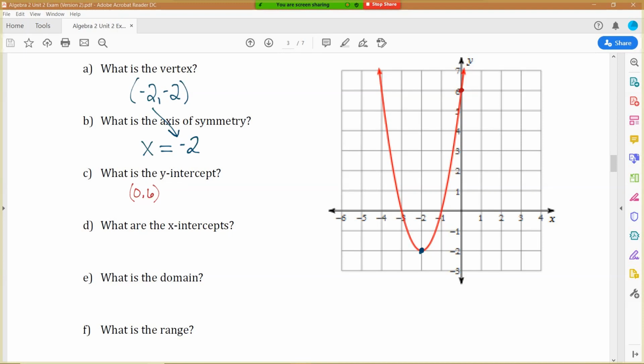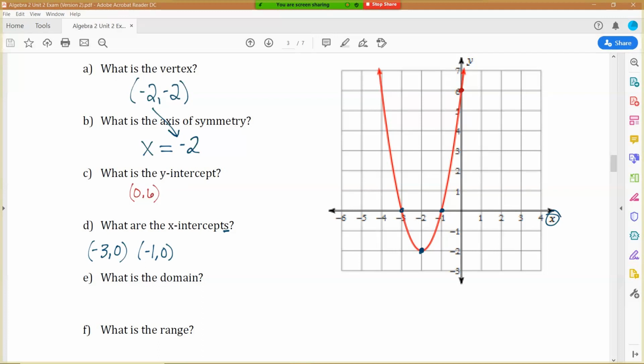What are your x-intercepts? Notice this one's plural, so we're going to have more than one. So if I go to my x-axis, it's crossing at 2 points, here and here. So those 2 points, -3, 0, and -1, 0. If you have x equals -3, x equals -1, that's again okay. I'm not going to count off for that, I promise.